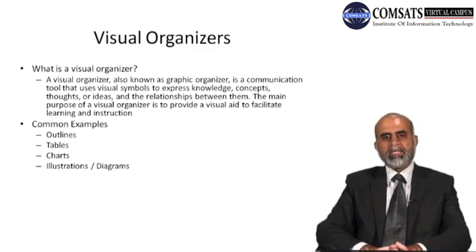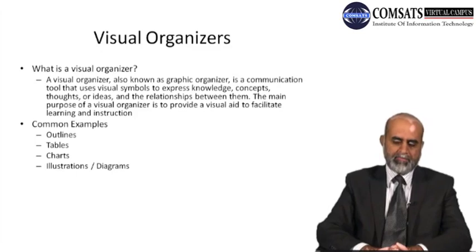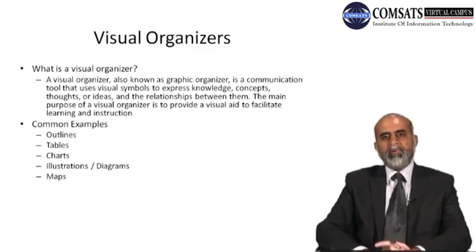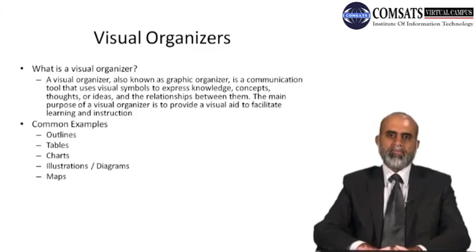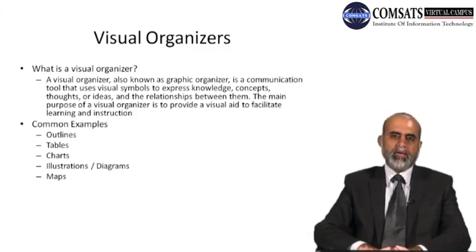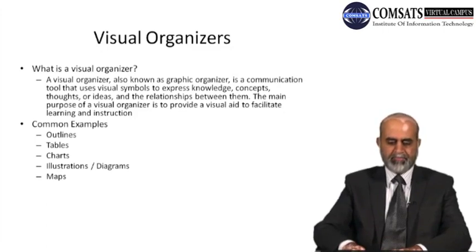We also find illustrations and diagrams in science papers, in our textbooks, things that often explain things, describe things. Publications that describe things often have illustrations and diagrams in them. Similarly, we can think of maps as visual organizers, because maps also provide lots of information in a visual form. There could be different kinds of maps. We can have city maps, we can have country maps, we can have route maps. I mean, there are lots of different ways of presenting information.